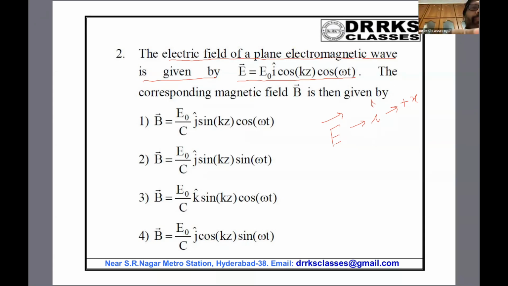So we have to find the corresponding magnetic field. If it is given in progressive wave format, we already discussed that earlier, but here it is given in stationary wave form. So to solve these problems, we need Maxwell's equation, that is Faraday's law. Let me explain how to do it.